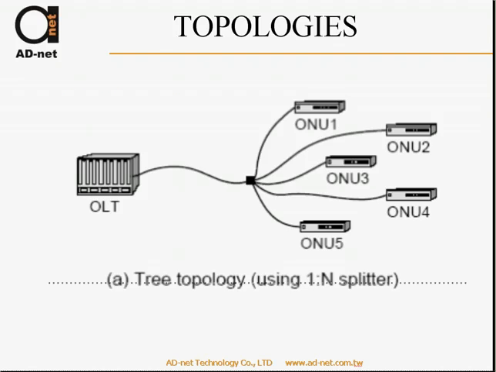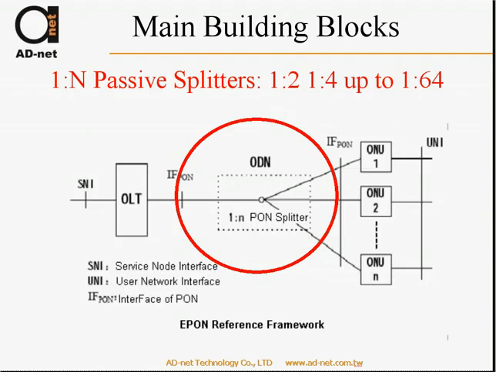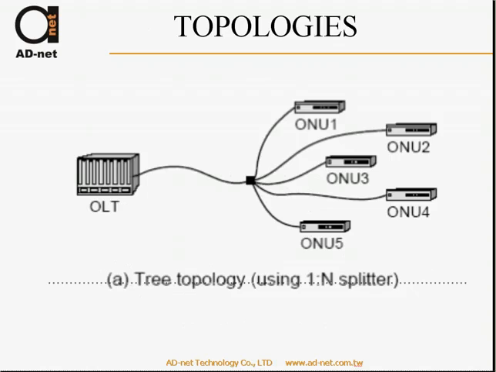What can you build with such a topology? Actually, you are totally free, you are not limited, and only fantasy and the sky is the limit. First you can make a tree topology. As you can see, it's using a 1 to n splitter. You have one fiber coming from an OLT, from the passive optical network port, up to the ONU, and here you can see an example of 5 ONUs. But as we discussed before, you can have splitters 1 to 2, 1 to 4, up to 64.